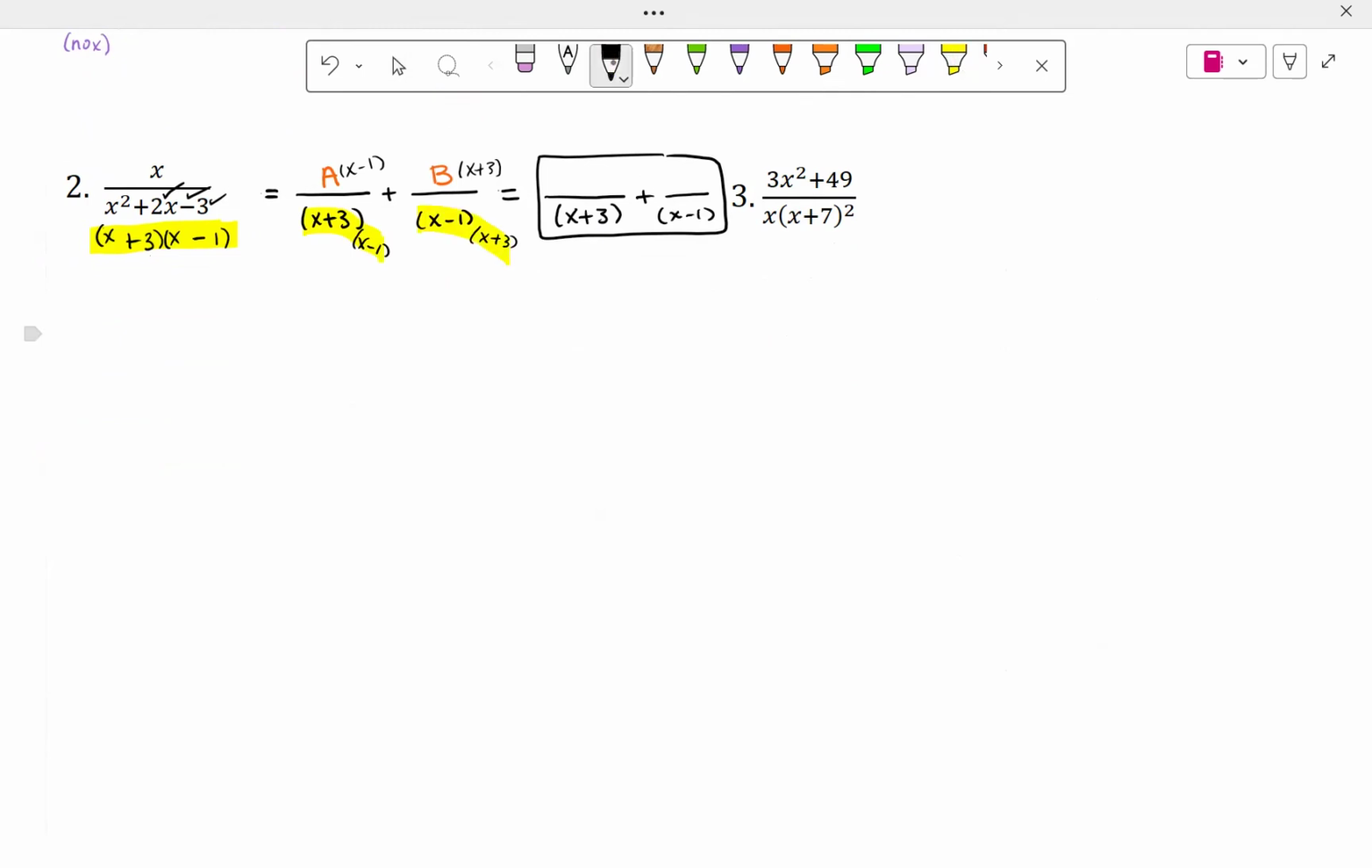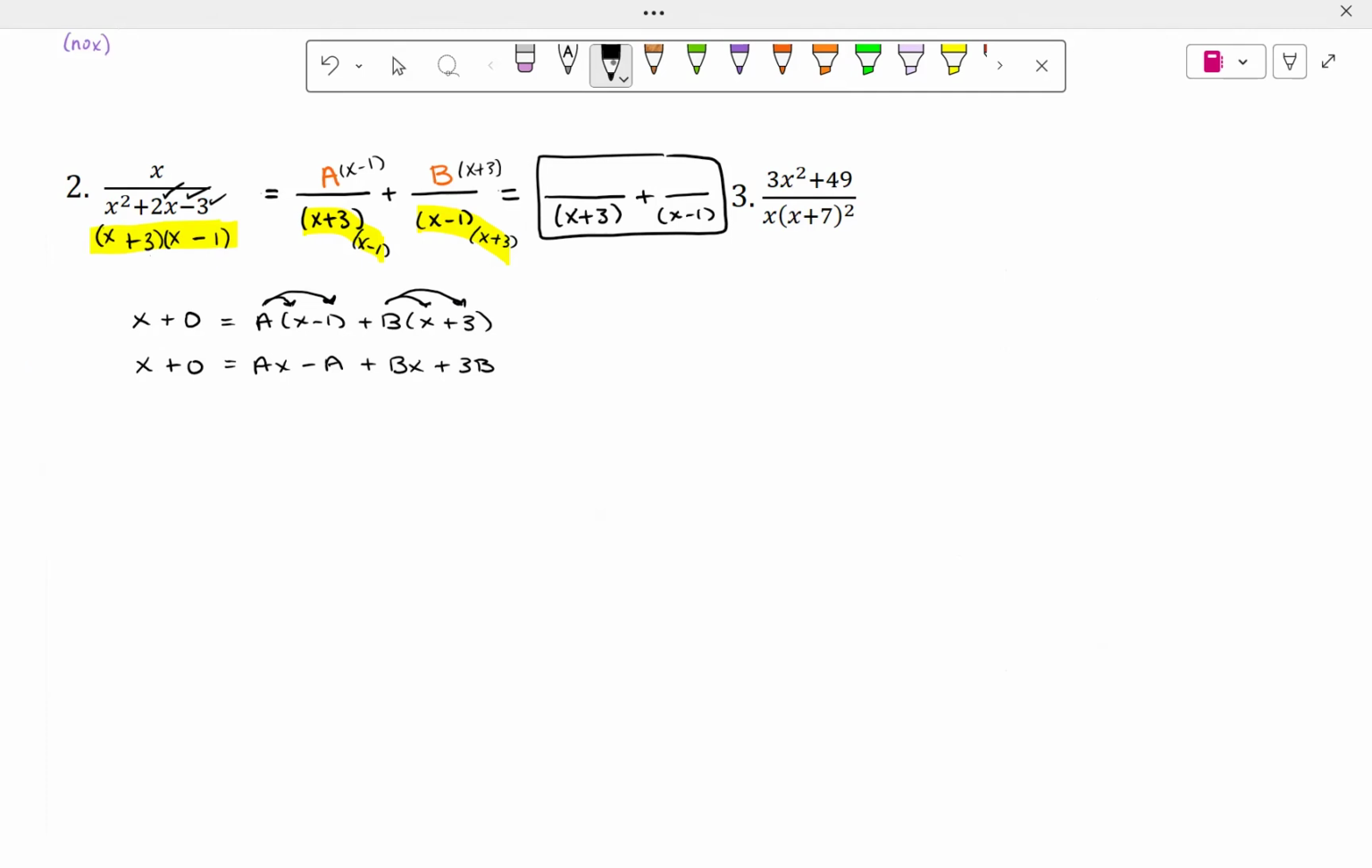out the numerator. I have just x on the left-hand side, but I'm going to go ahead and put plus 0 to hold the place of the constant term, equals a times the x minus 1 plus b times the x plus 3. I'm going to distribute through the right-hand side, so I have x plus 0 equals ax minus a, after I distribute the a to those two terms. And then I have plus bx plus 3b after I distribute my b through those two terms.